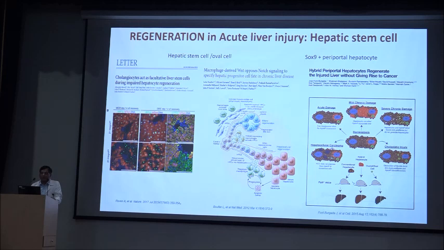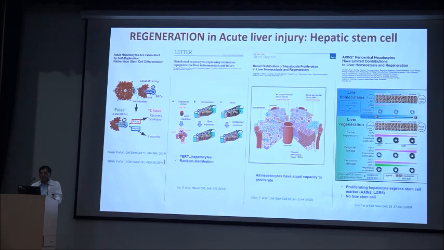In case of acute liver injury, yes, there are 3 major studies which concluded that there is a role of hepatic stem cells when hepatocyte proliferation is not working. Two studies say this comes from the canal of Hering area, and another study says there is a hybrid hepatocyte in the periportal area, and these are the ones participating in this process. However, this was again challenged by lineage tracing experiments, which clearly say that there is no role of the hepatic stem cell in acute liver injury-induced hepatocyte regeneration either.